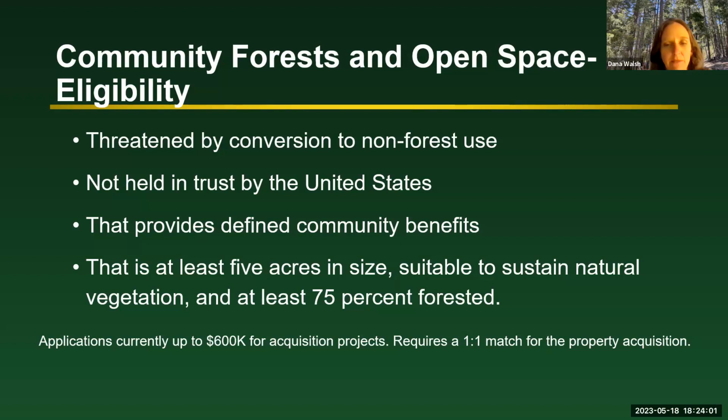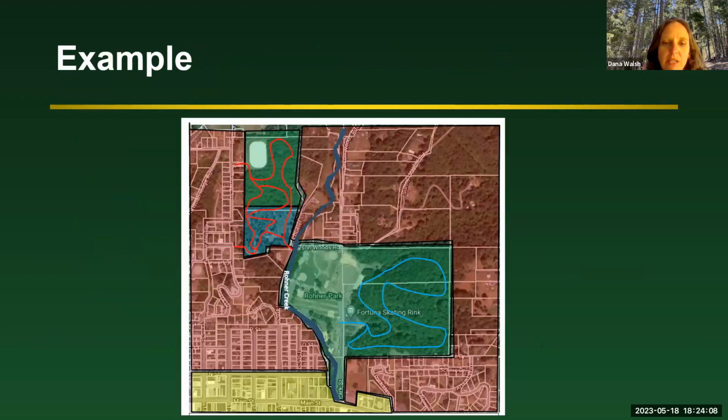These properties have to be at least 5 acres in size and at least 75% forested. And this is just an example of a recent community forest acquisition proposal we had. Here you can see a lot of neighborhood, a lot of housing surrounding a couple of larger forested parcels within a community. And on the bottom portion, that is already community park. So those are already lands that are accessible to the community.